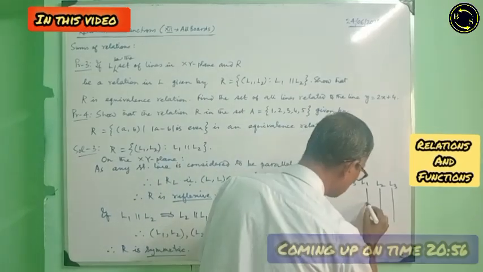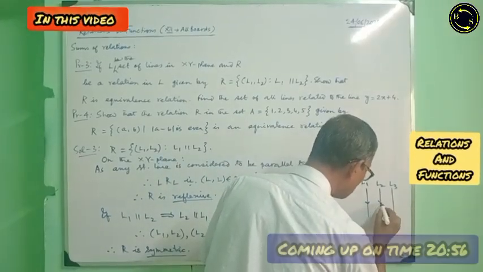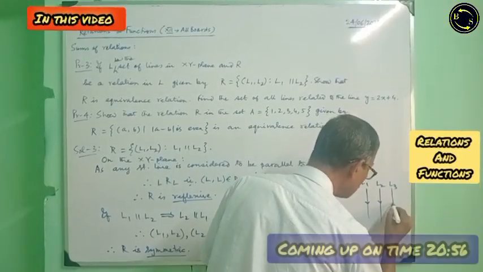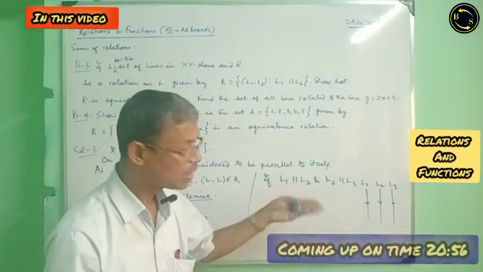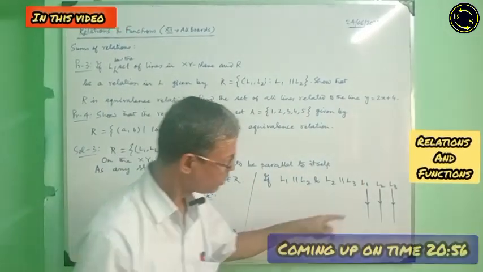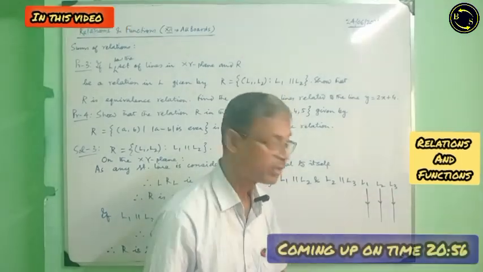L1 is parallel to L2, then L2 is parallel to L3. Visually, it is clear. Then L1 is parallel to L3.